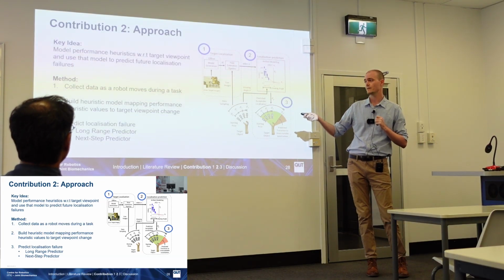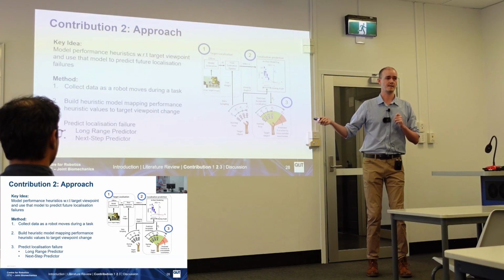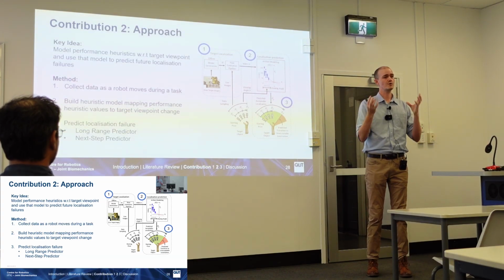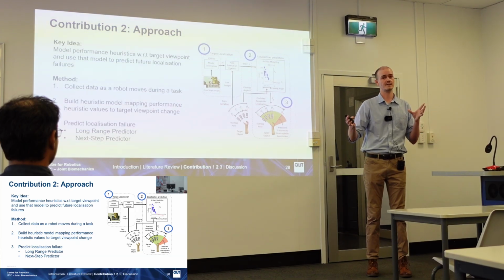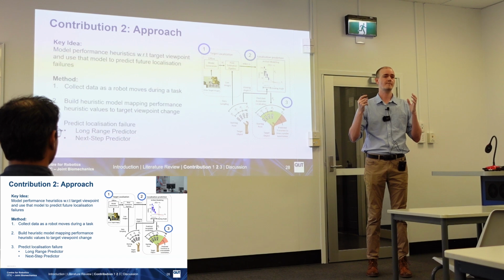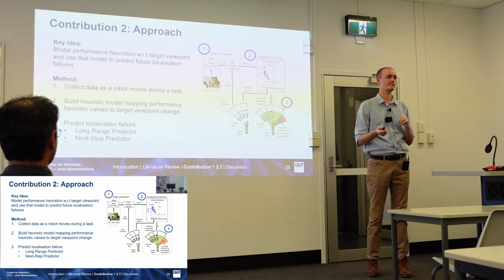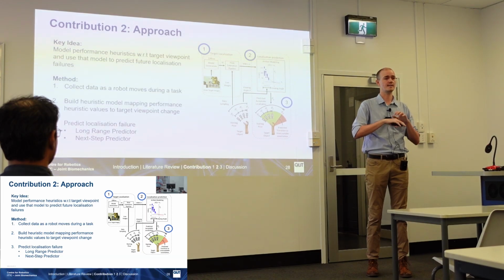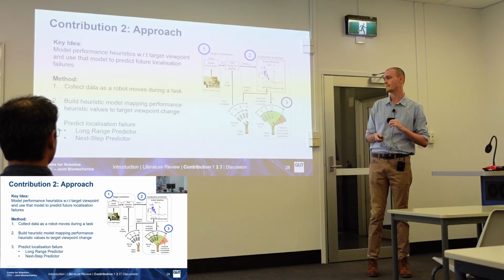In our third step, we predict localization failure. To do this, we use our pre-constructed model to predict the number of inliers we expect to see at target viewpoints that we haven't yet visited. We then predict that localization performance will be unacceptable for any target viewpoint where the number of inliers is less than a critical threshold. And this is a tunable parameter that we can set.